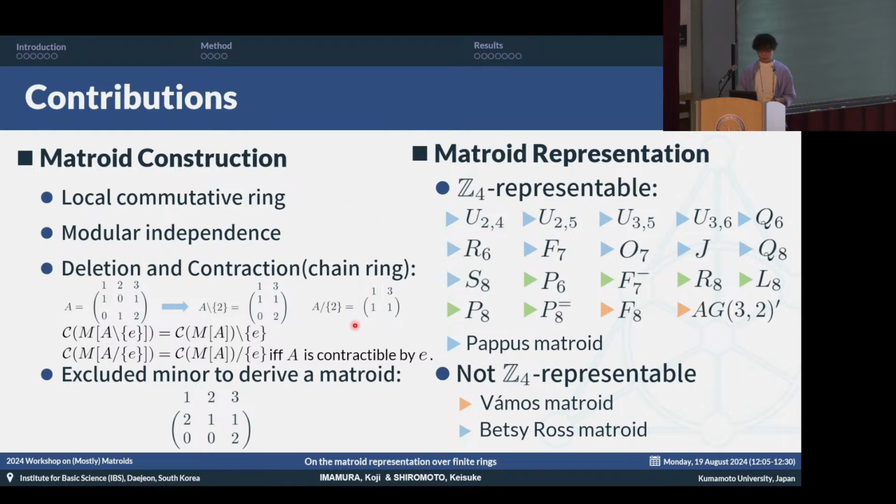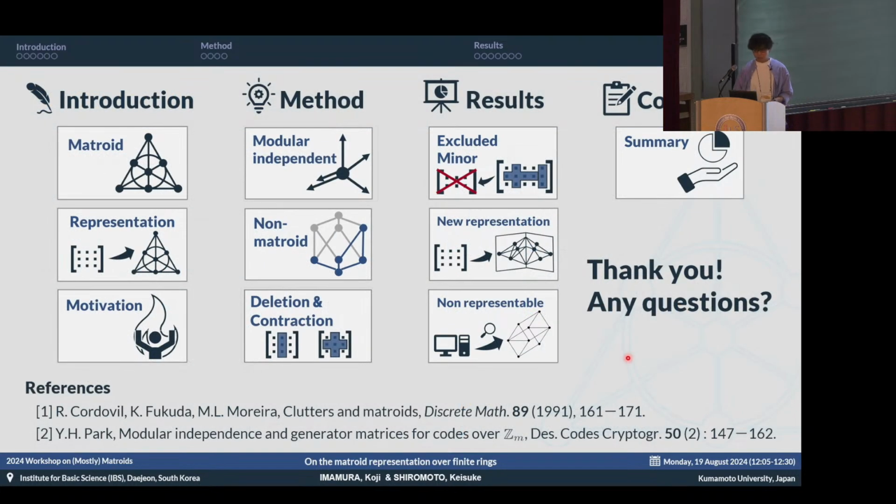And also we found that there is a unique excluded minor for a matrix over Z4 to derive a matroid. And then we represented some interesting matroids using Z4 and confirmed that there are some matroids which cannot be represented over Z4. So that's all of my talk. Thank you for your kind attention.